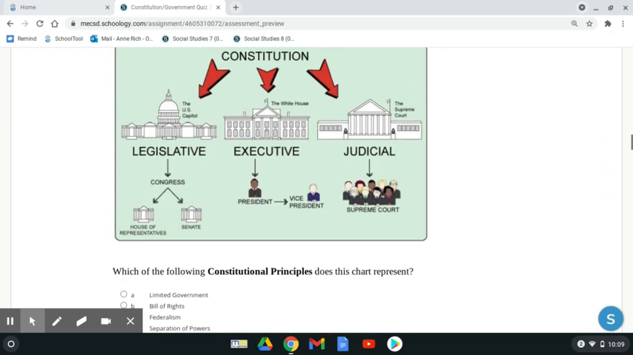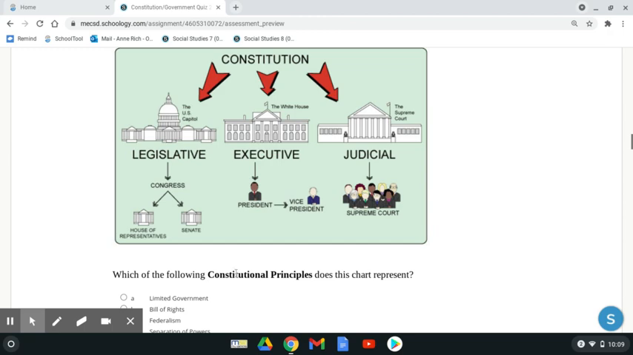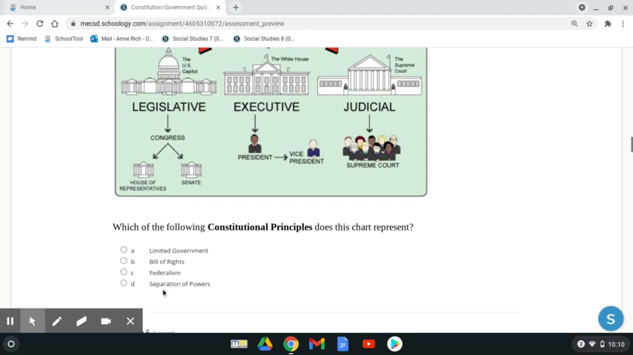Question number 5. Which of the following constitutional principles does this chart represent? So we're looking for the idea that this chart is showing us. Does it show us A, limited government, B, the Bill of Rights, C, federalism, or D, the separation of powers?